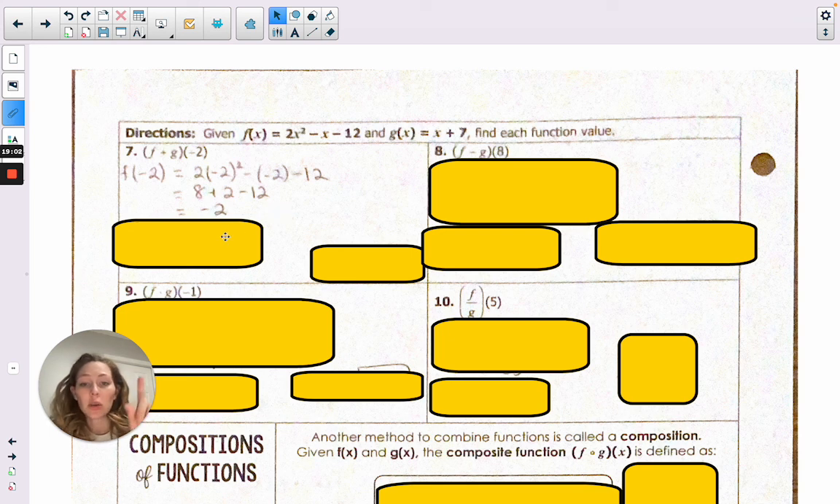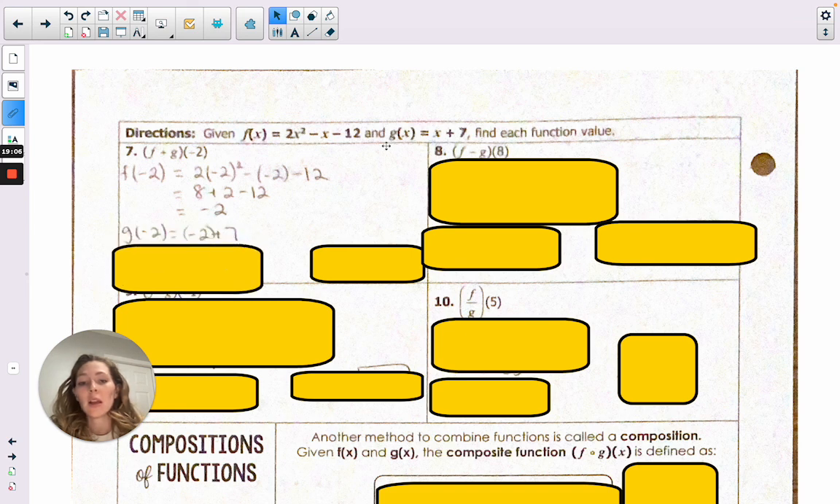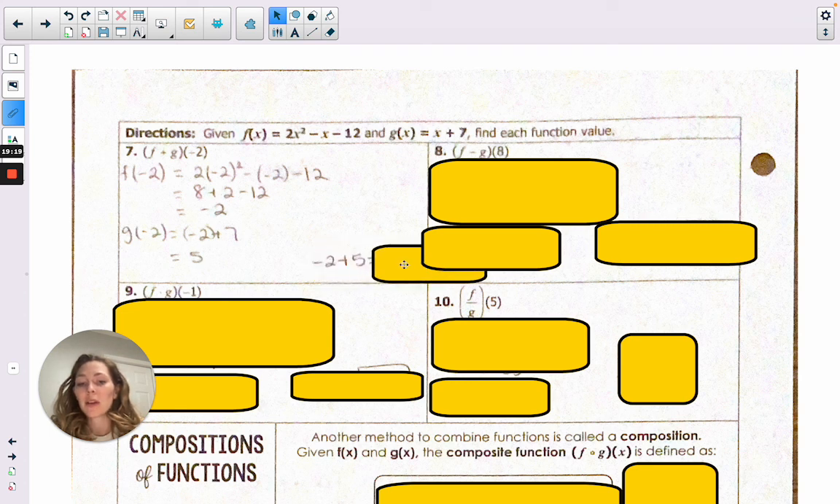Then you need to do g at -2. So I set that up. The only spot that I have an x is right here. So -2 plus 7, pretty easy for that one, it's a 5. And then you're doing the math. The math says to add the 2 together. So you're going to do -2 plus 5.